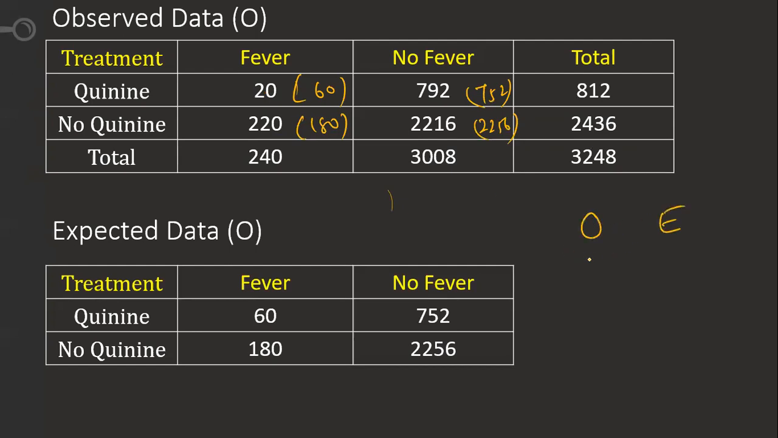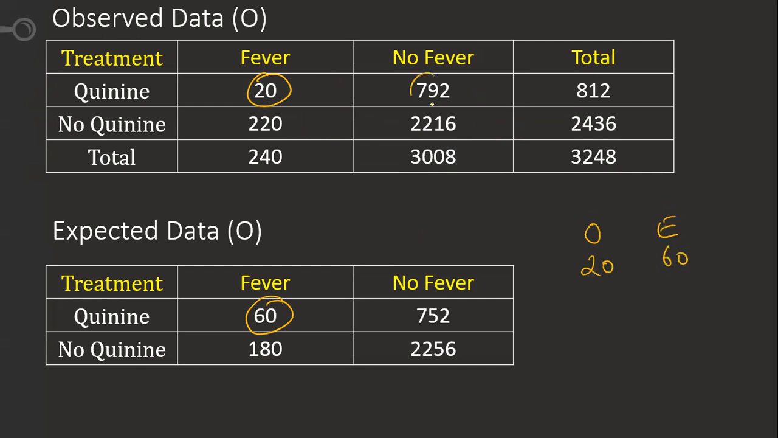I'm going to write: observed value is 20, and the corresponding expected value is 60. So I can write like this. Otherwise, I can see it from the table and write it here. Observed is 20, expected 60. Similarly, observed value is 792. You should not change the value, you have to keep it in mind. So the expected is 752.